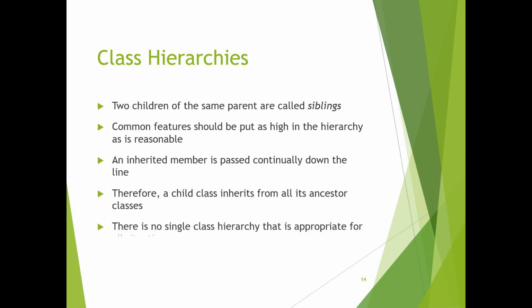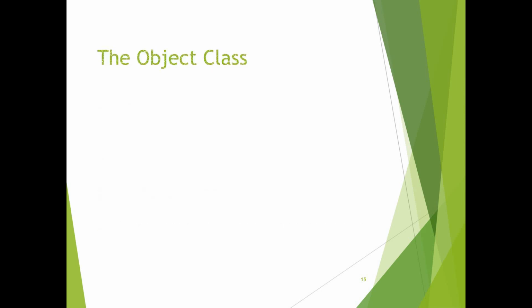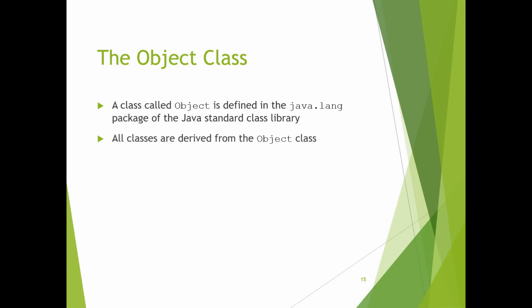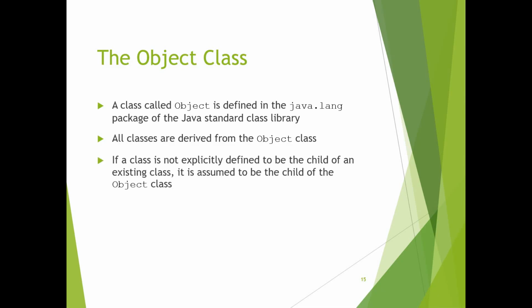Therefore, a child class inherits from all of its ancestor classes. Now let me go to the Object class. By default, Java has an Object class, defined in java.lang, and all classes are derived from the Object class. If a class is not explicitly defined to be the child of an existing class, it is assumed to be the child of the Object class. Therefore, the Object class is the ultimate root of all class hierarchies.